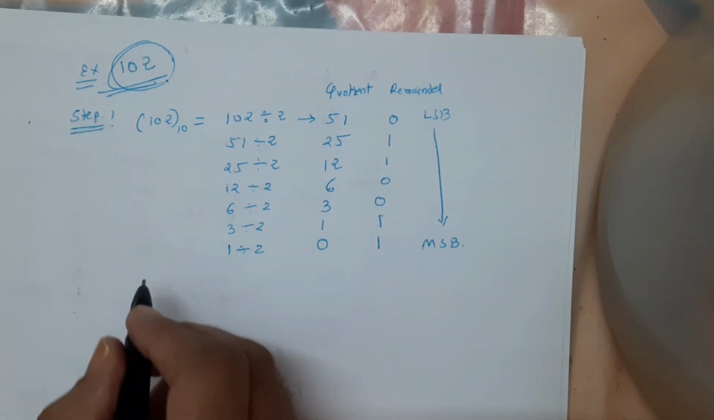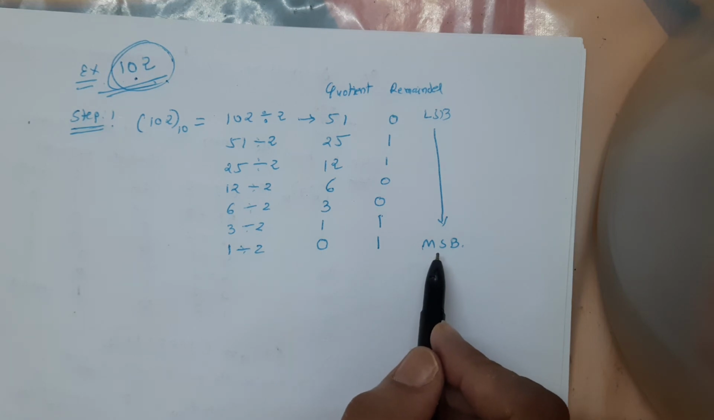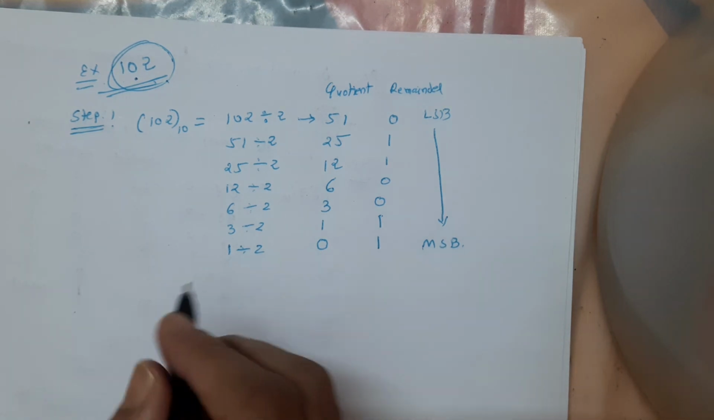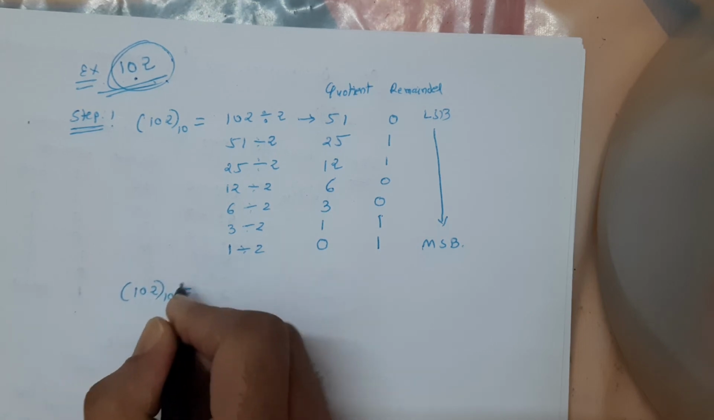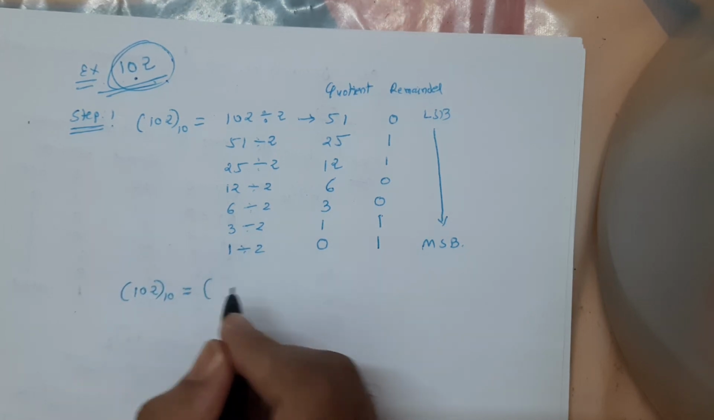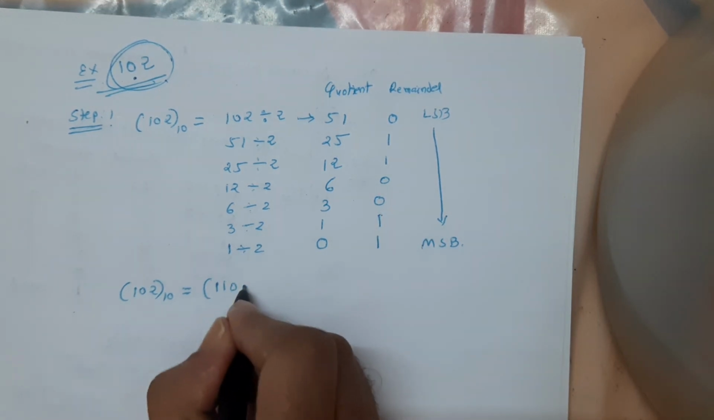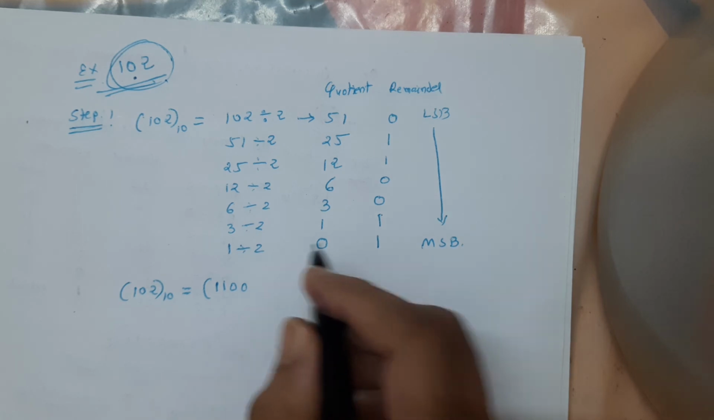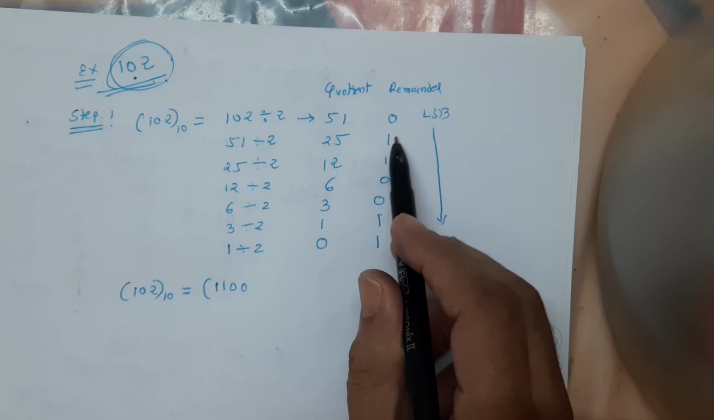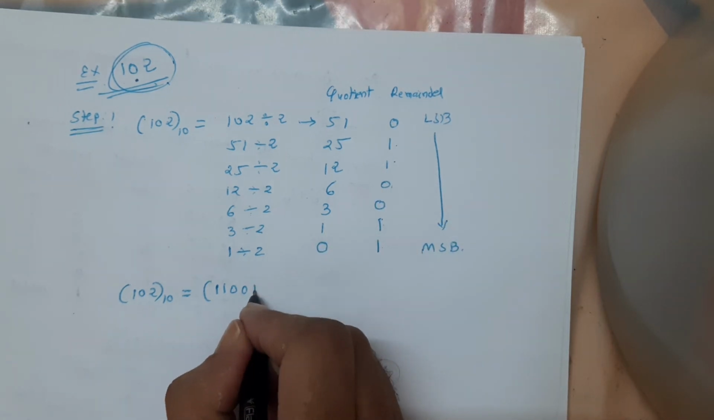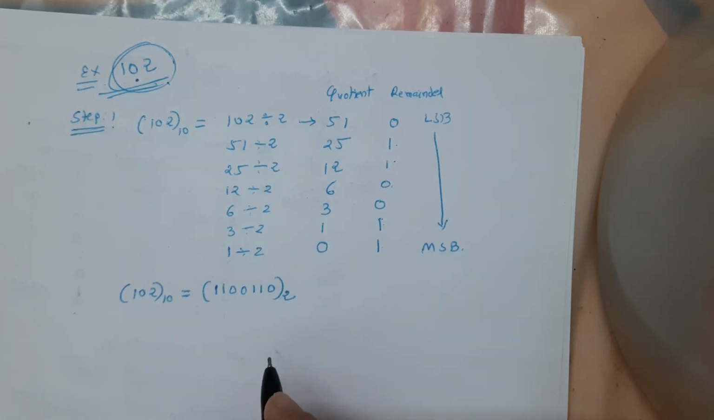So in our first step, we convert this number into binary form. This 102 decimal is equal to 1100110, and this is your binary number, right?